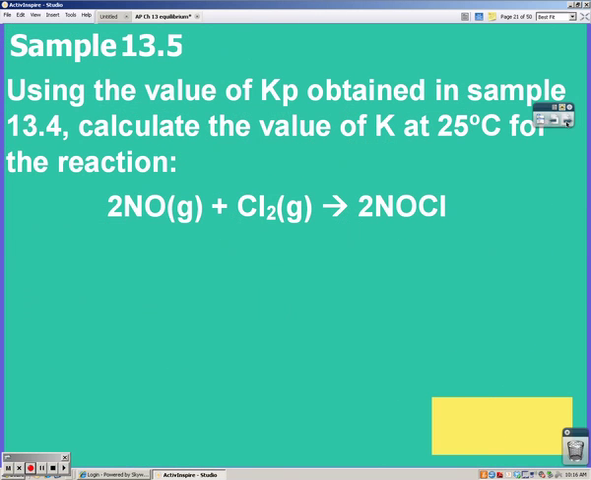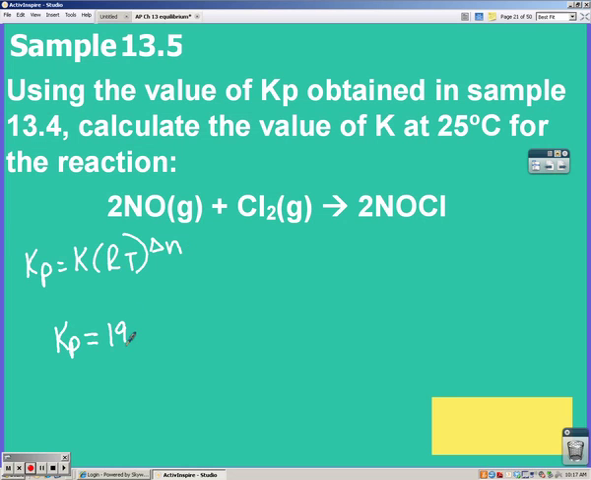So in the previous problem, we calculated Kp for this reaction. Now, using that Kp value, we're going to find K for the same equation. So we're going to use the equation that we just talked about, Kp equals K RT to the delta N. We know the Kp, so ignore that work. It should be 1920 for Kp. We do not know K, so those two should be reversed.